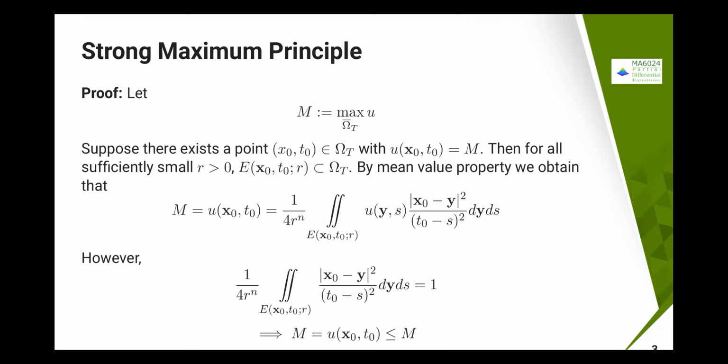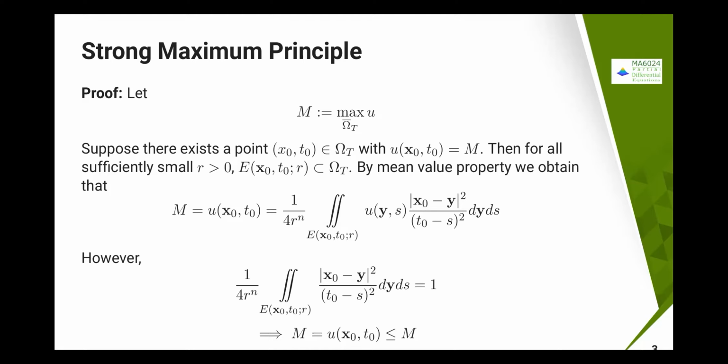So here then what we have is that M equals the maximum over omega t bar, and it is attained at some point x naught comma t naught. Now we have 1 by 4 r power n. If I remove u of y comma s, we know that the integral of the kernel dy ds equals 4. Therefore, if I put 1 by 4 here, this is going to become 1. The same thing over here.